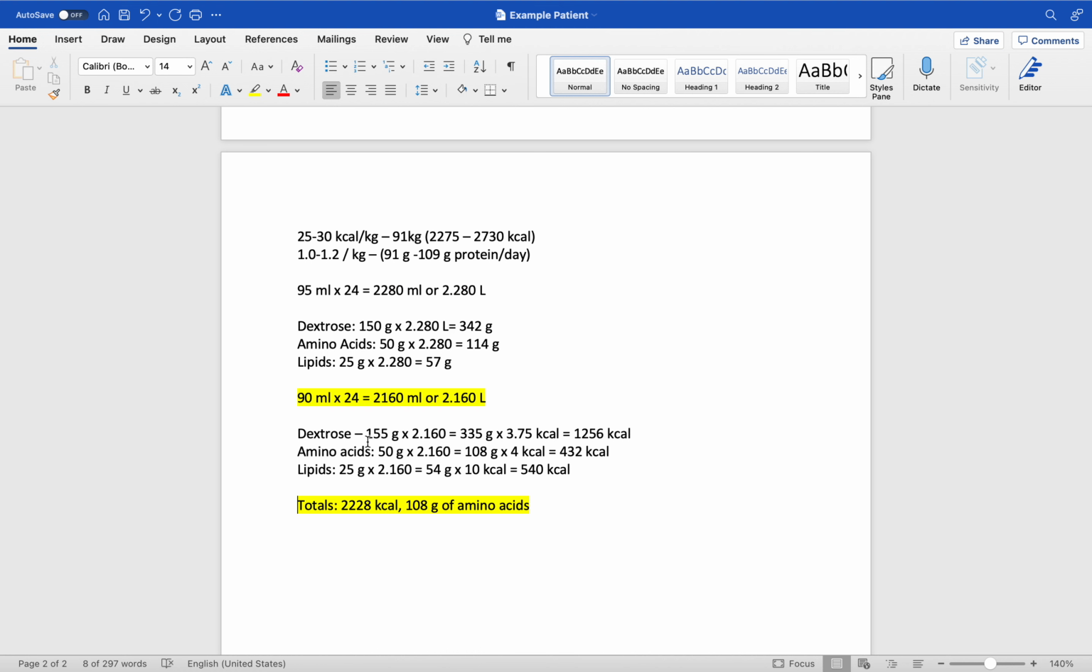Again, I don't typically like to increase the dextrose, but that just gives you an example that you can really manipulate any of these 3 macronutrients and the amounts you're putting into the solution to get the needs that you want for your patient. And so I would just practice these over and over again, or maybe go home and write out examples of patients, different heights, different weights, and calculate your needs and then try to meet them and see what happens when you manipulate.